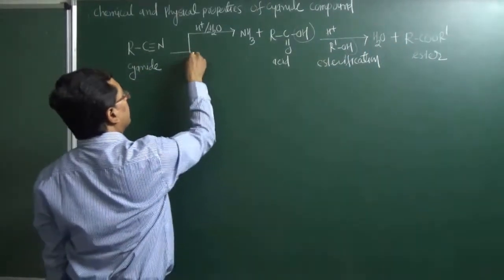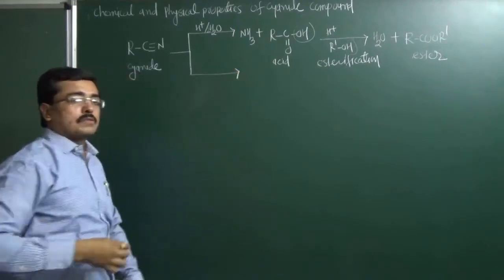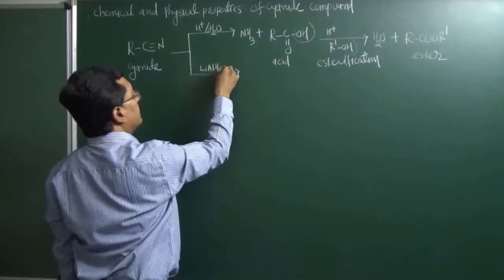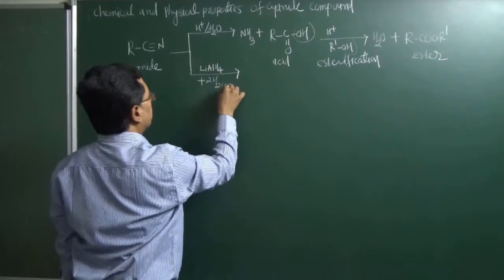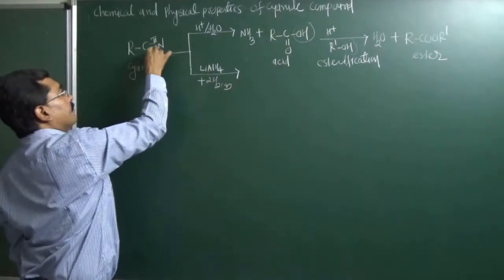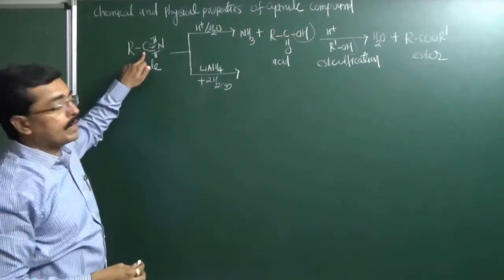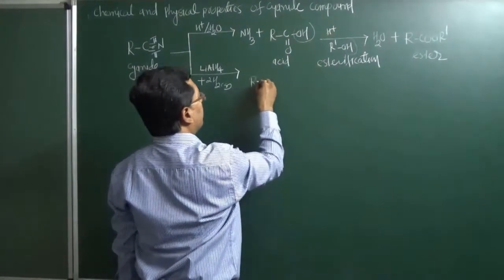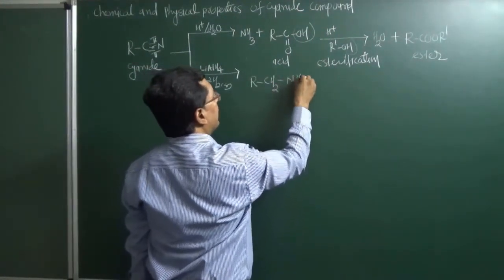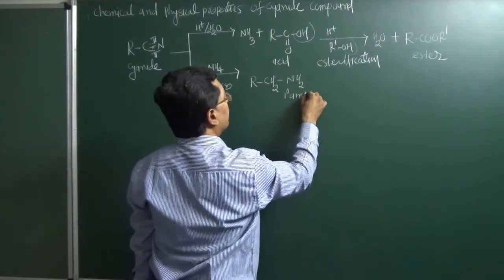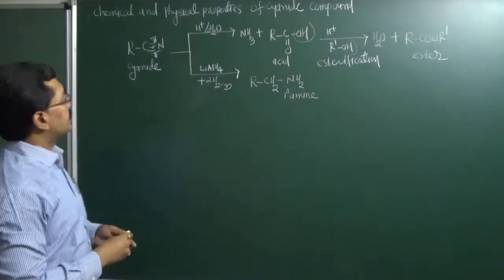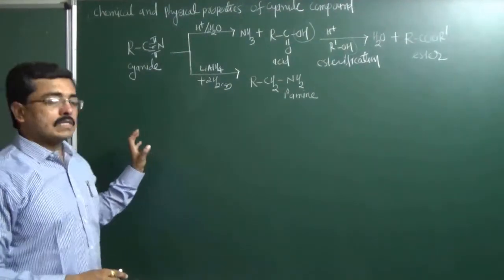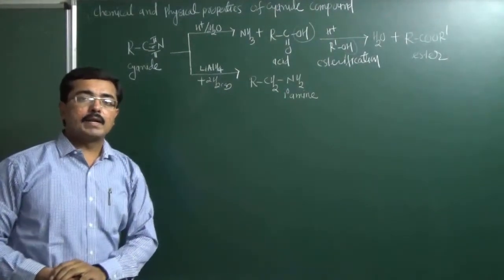Now, a little different thing. We are doing reduction of the cyanide compound in the presence of lithium aluminium hydride. On reduction, both pi bonds break easily. 2 hydrogens are added on carbon and 2 hydrogens on nitrogen. So by reduction of a cyanide compound, we get a primary amine. The amine obtained has the same number of carbons as the cyanide compound. These are the 2 easy chemical properties of cyanide compounds.